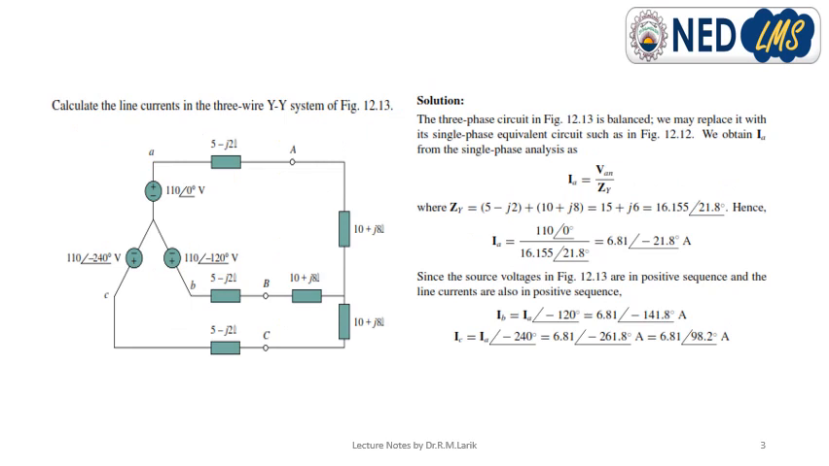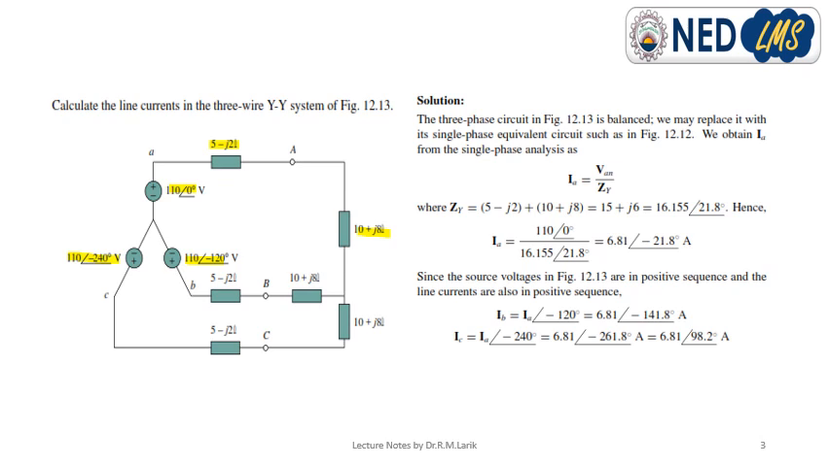Let's consider this example. Calculate the line currents in a three-phase, three-wire YY system. In this figure, it is clear that the phase voltages are given to you, and the line impedance. This one is the line impedance, and this one is the load impedance. So you need to calculate the line currents in this three-wire YY system.